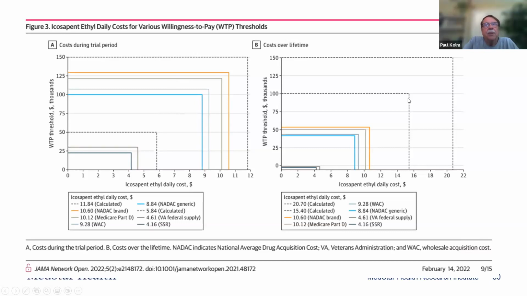And then we do the same thing for the costs over the lifetime. And you can see here that it turns out that at our low cost of $4 and some a day, it's actually below zero, which means that it's dominant rather than just cost effective. So this is another way of doing sensitivity analyses.